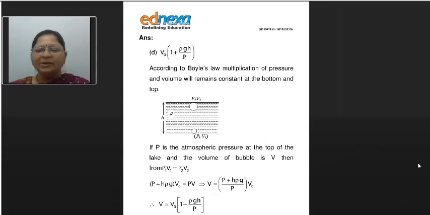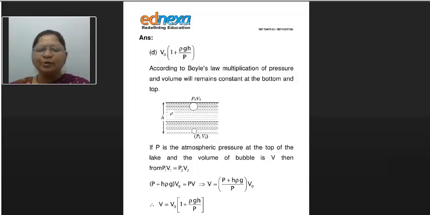Now when that air bubble is inside the lake, the pressure will be given by P plus h rho g, into V0, and that is equal to P into V. Therefore the new volume when the bubble is reaching just the surface of the water will come out to be V equal to (P plus h rho g) upon P into V0. So here you are just making use of the fact that P1 V1 is equal to P2 V2.